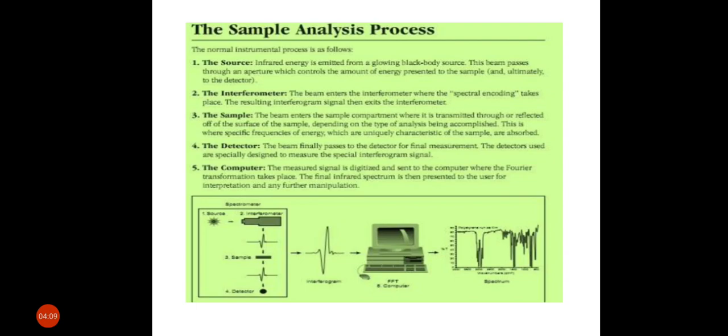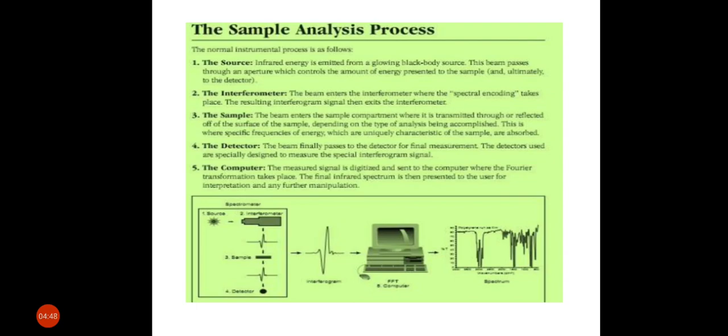We know IR radiation is composed of a range of different wavelengths. So it is not necessary that sample molecules absorb light of every wavelength. They do not absorb the light of every wavelength; they absorb light of specific wavelengths.